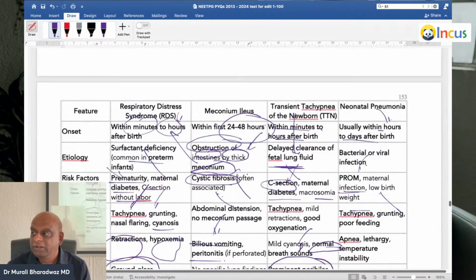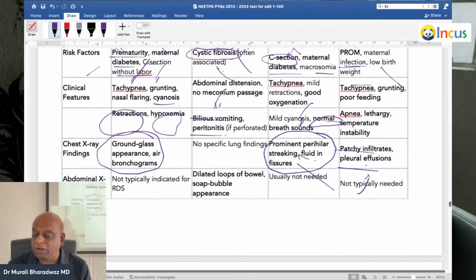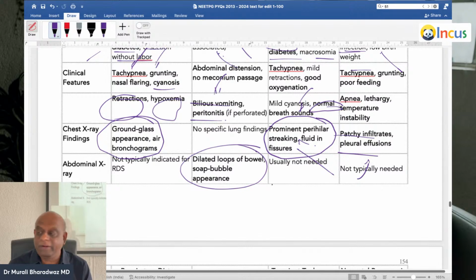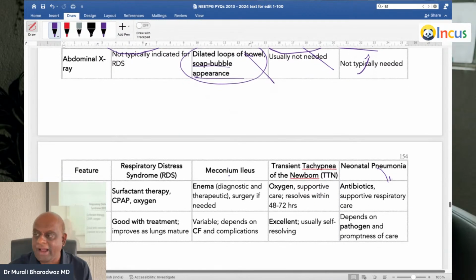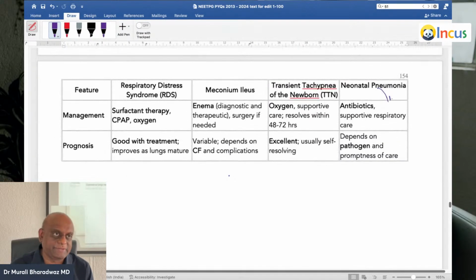And in the case of meconium ileus, if you do an abdominal X-ray, there will be dilated loops of bowel with a soap bubble appearance. I'll set one of the MCQs based on this and then add it to the grand test.